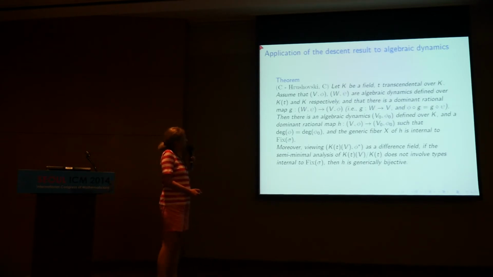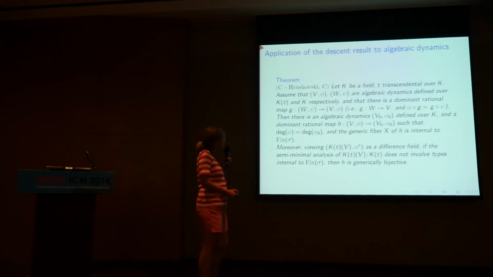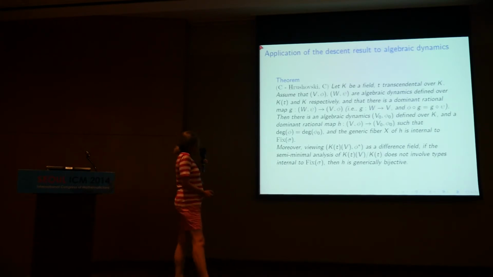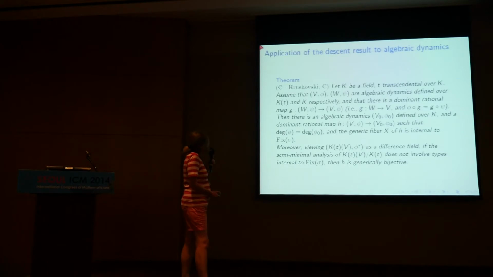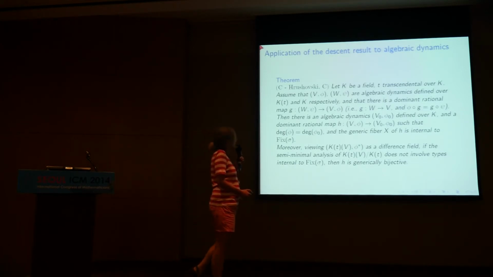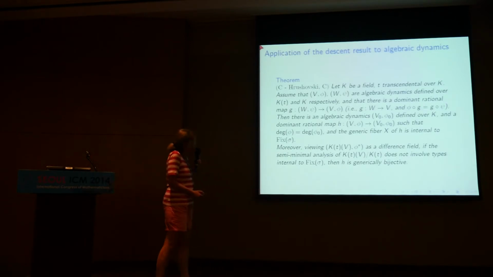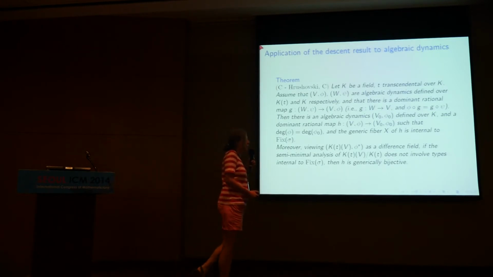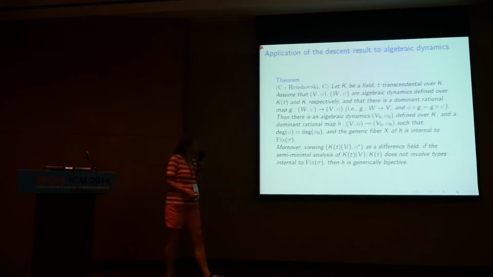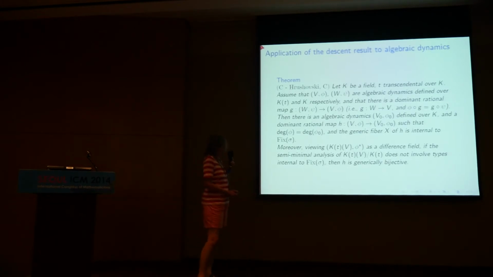And we have two algebraic dynamics, (V, phi) and (W, psi). (V, phi) is defined over the large field, over K of T. (W, psi) is defined over the small field K. Nevertheless, you have a dominant map G from W onto V. Meaning, you have a dominant map of the varieties such that the obvious diagram commutes, in other words, phi circle G is equal to G circle psi.